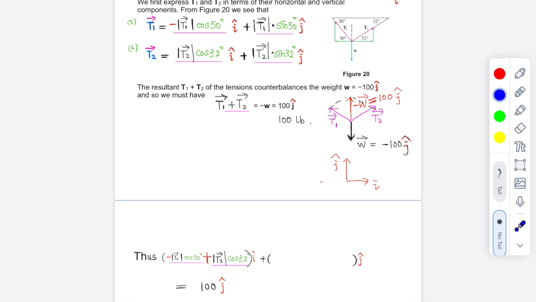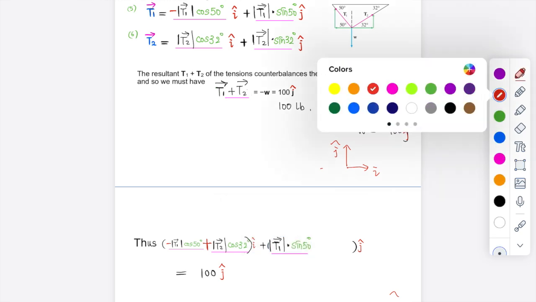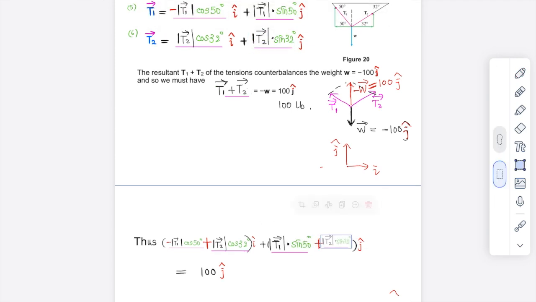Okay, that's along the I direction. Okay, what about the J? Well, I'm going to add these two components, right? So this and this, add the corresponding components, this one and this one. You agree, right? You add the two corresponding components when you add the two vectors, okay?